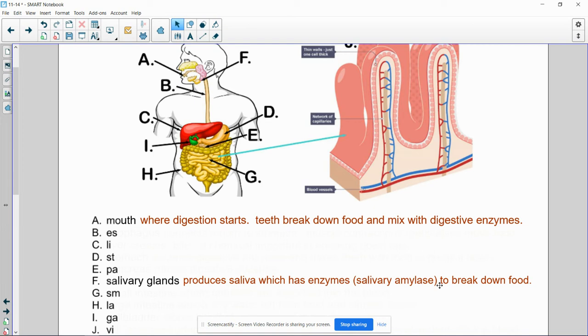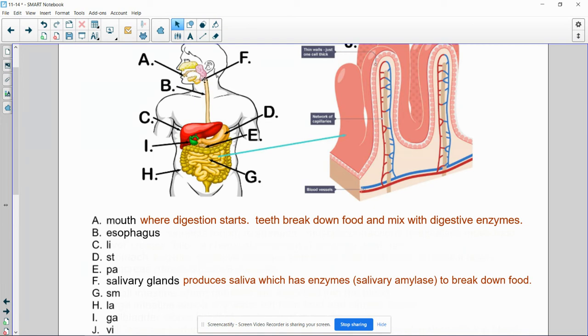So amylase is the name of one of the enzymes that's in your saliva that breaks down carbohydrates. So after you mix that food and chew it up, you have that little ball that you swallow. It's called a bolus, and it goes down B, which is not your trachea, but instead it's your esophagus.